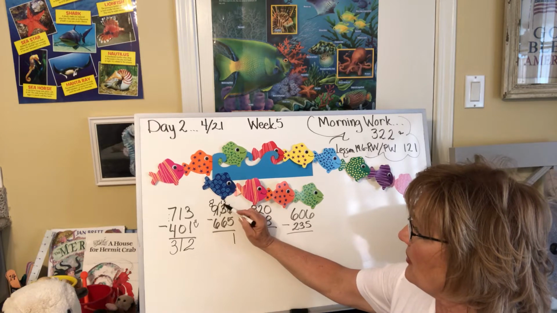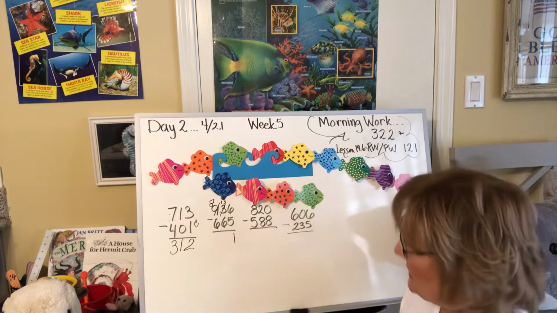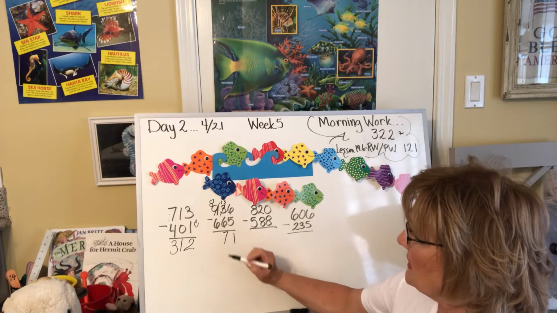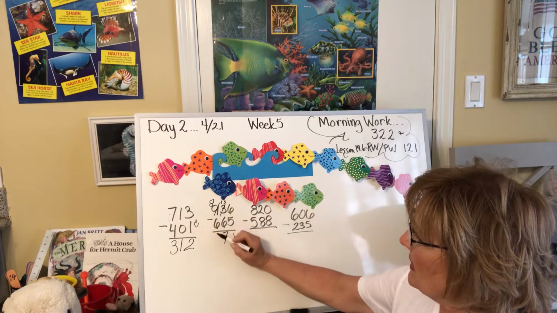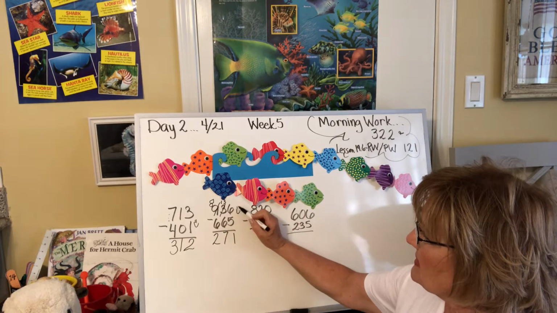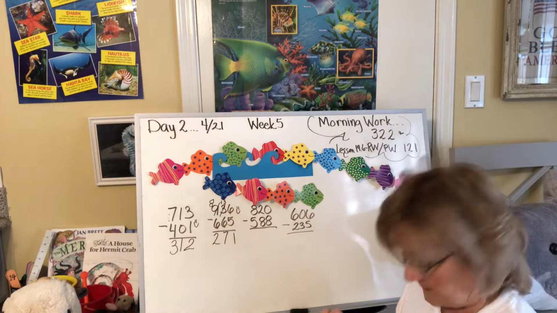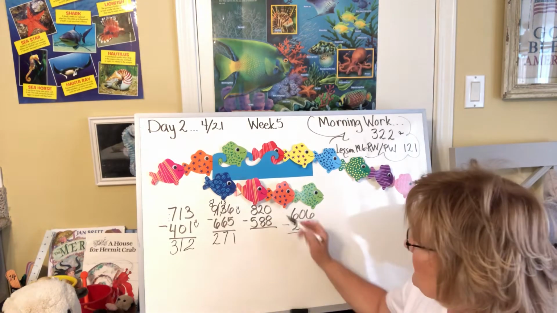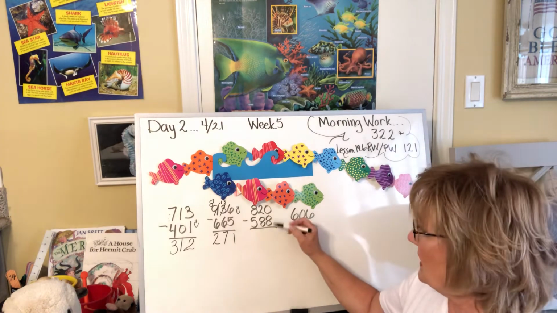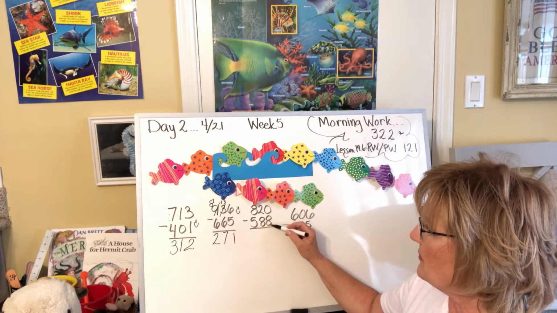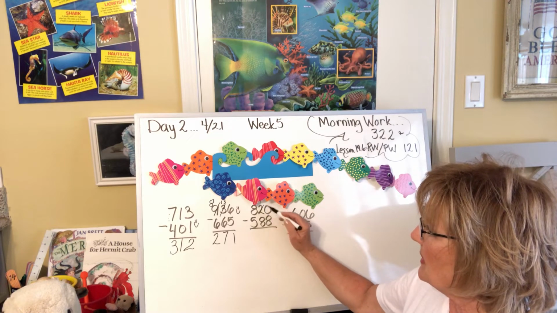We've got 13 minus 6. If you've got 7, you're right. 6, 7, 8, 271. You get that? All right. 0 take away, don't be fooled. It's not 8 take away 0. If there's more on the floor, you've got to regroup.